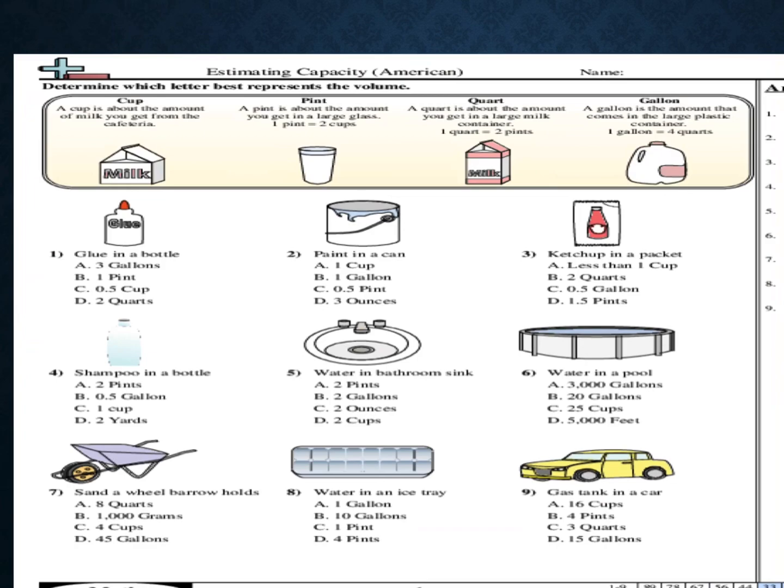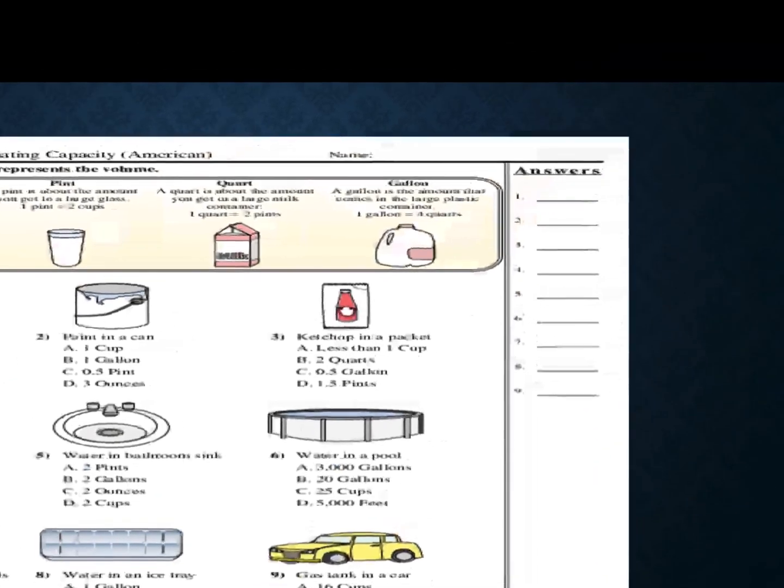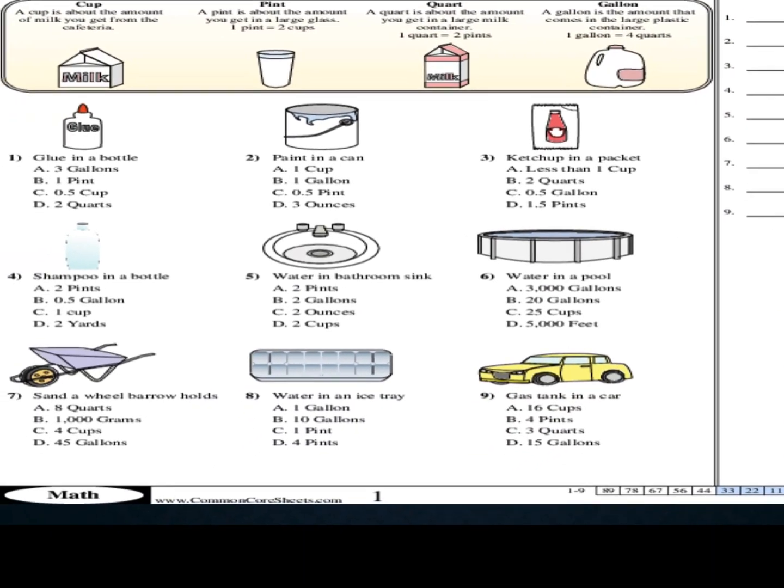So from here, children, you can understand which is the glue in a bottle: 3 gallons, 1 pint, 0.5 cup or 2 quarts. So these are the 4 options given for a particular picture and you have to choose it.